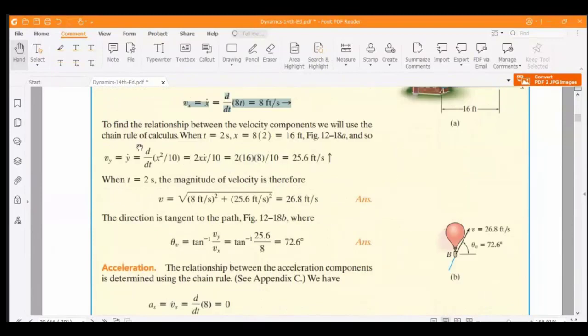For y, we know this is the equation now, and we have derived it. And x equals how much? Any question?